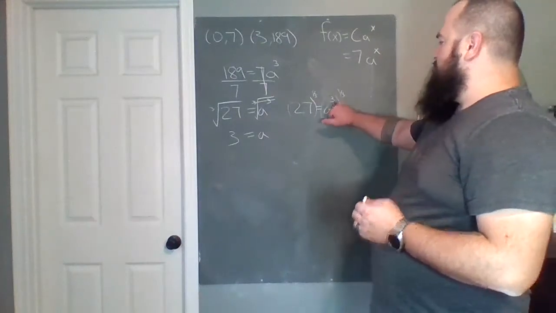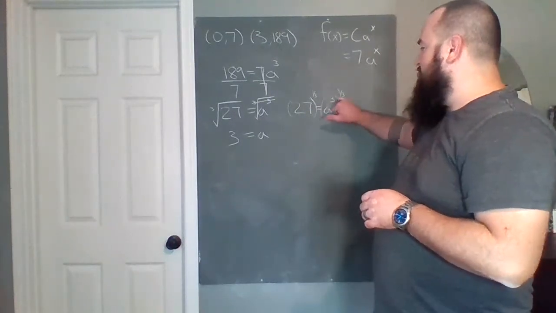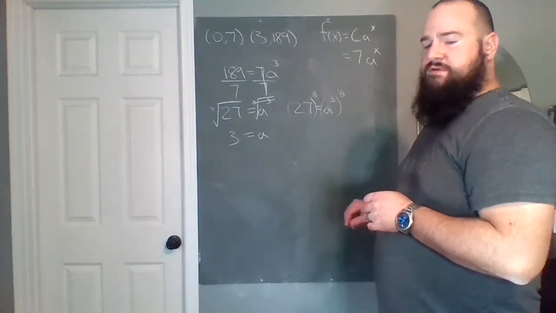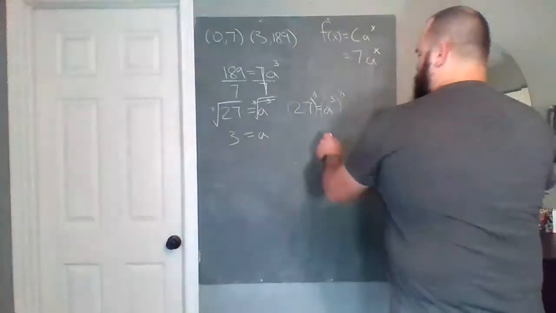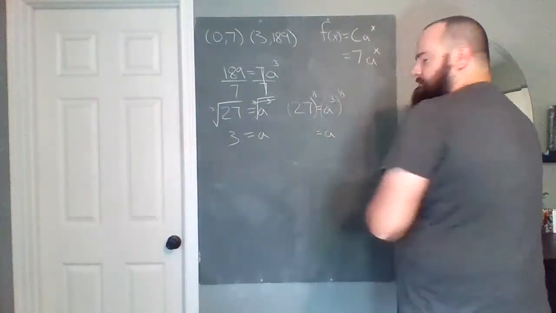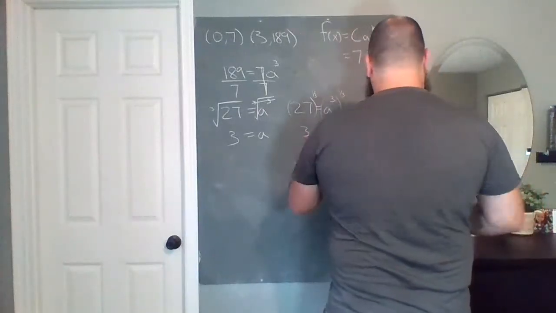So a to the third to the 1/3. Remember what I said earlier on in this lesson, right? If I have something raised to a power, we multiply those exponents. 3 times 1/3 is 1, so this just becomes a. And 27 to the 1/3 becomes 3.